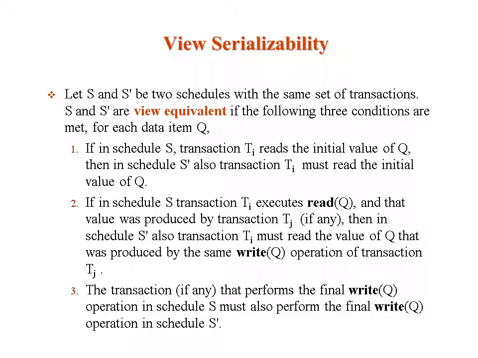Second condition, if in schedule S, transaction Ti executes read Q and that value was produced by transaction Tj, if any, then in schedule S dash also Ti must read the value of Q that was produced by the same write Q operation of transaction Tj. Third condition, the transaction, if any, that performs the final write Q operation in schedule S must also perform the final write Q operation in schedule S dash. Here nothing but the order matters.